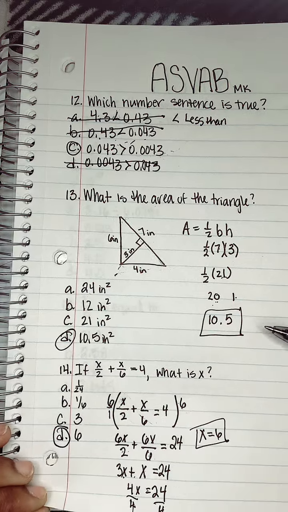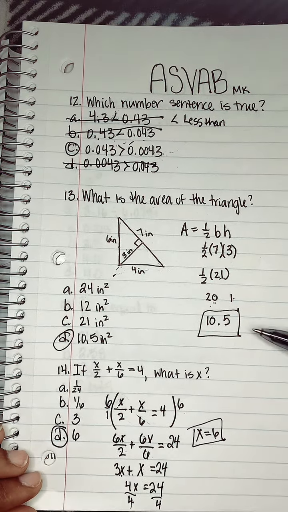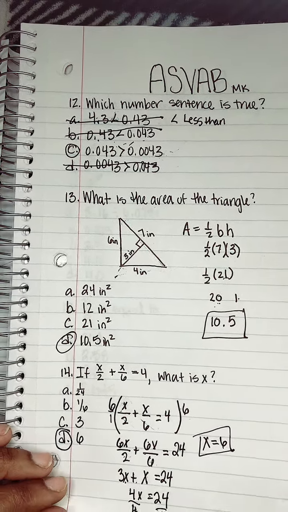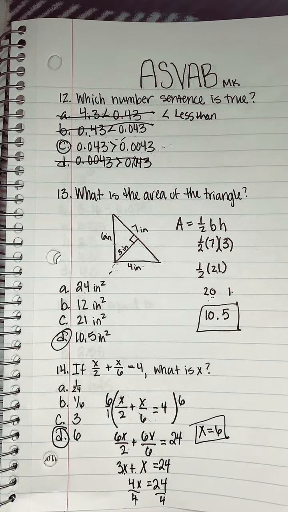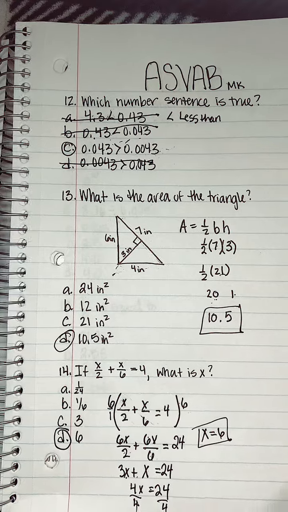The ASVAB is for people that are trying to join the military. And David, this is, I would say, up to 10th grade math. So this is algebra, geometry, middle school math.